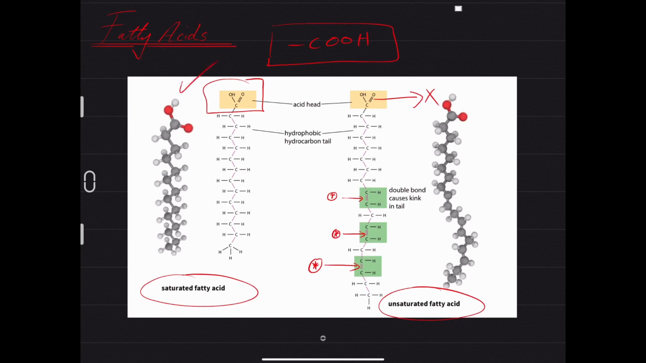Again, just truncate the molecule, make it a bit smaller, and just include a double bond somewhere, and then indicate it's unsaturated due to the double bond. So this is how a fatty acid looks. Now we need to see how we combine a fatty acid to a glycerol to give a triglyceride.